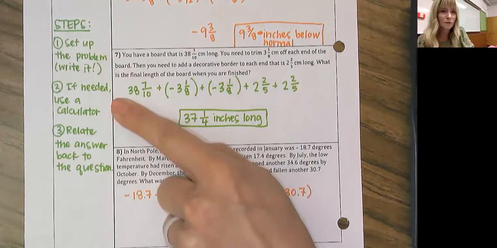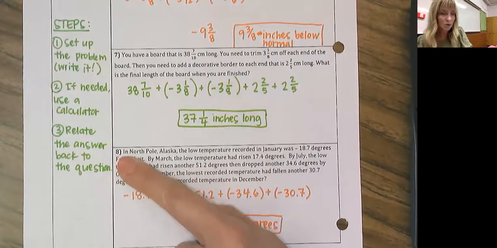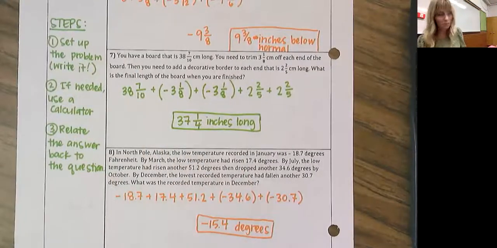You can do it out by hand. But if you need a calculator, that's fine. And then, of course, relate your answer back to the question. So that's what we're doing with these real-life addition problems. Set it up, use a calculator if you need to, relate your answer back to the question. Feel free to pause this if you need to finish getting it written down, and then try your practice for today.